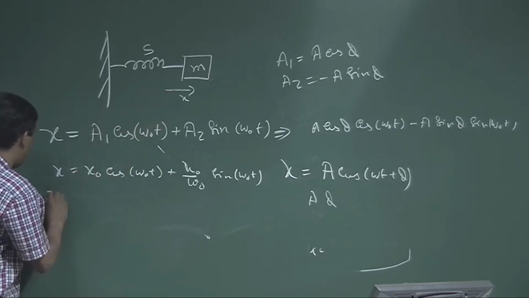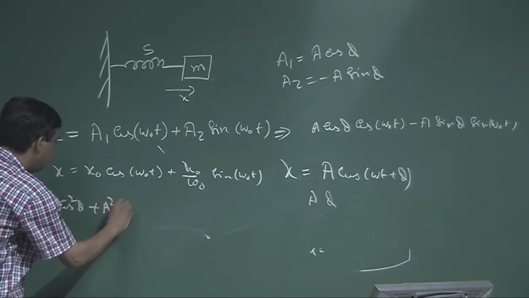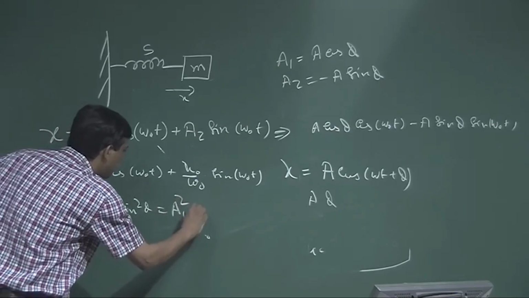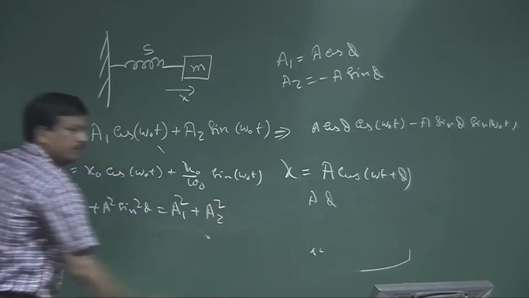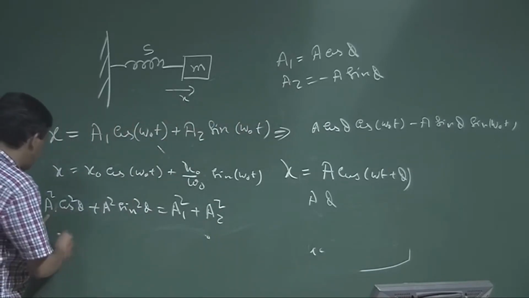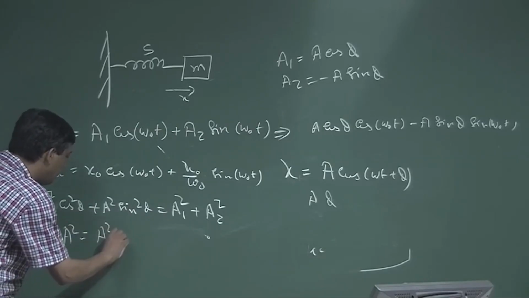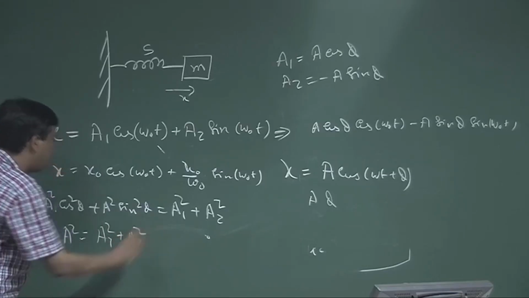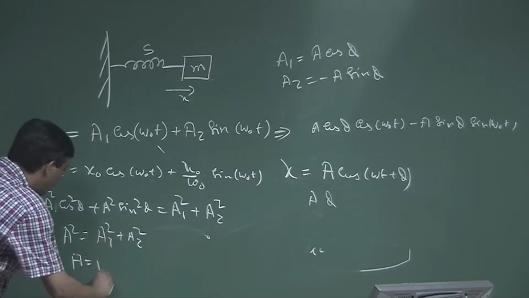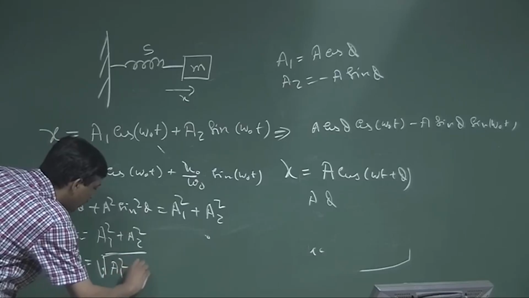I write A square cos square phi plus A square sin square phi is nothing but A1 square plus A2 square. I take the square of the values of A1 and A2. Now, A is common, so A square is nothing but A1 square plus A2 square, because cos square theta plus sin square theta is equal to 1. So, A is nothing but a root over of A1 square plus A2 square.